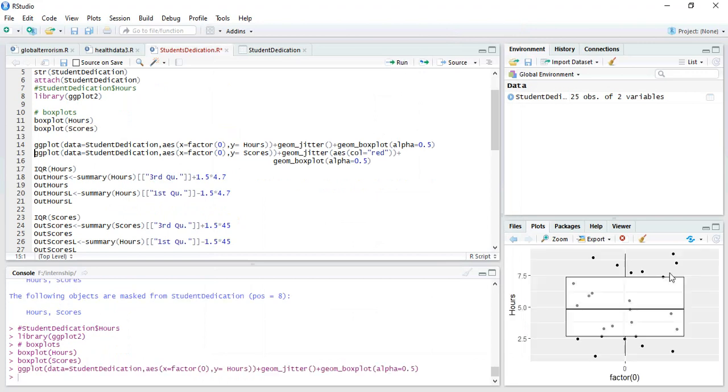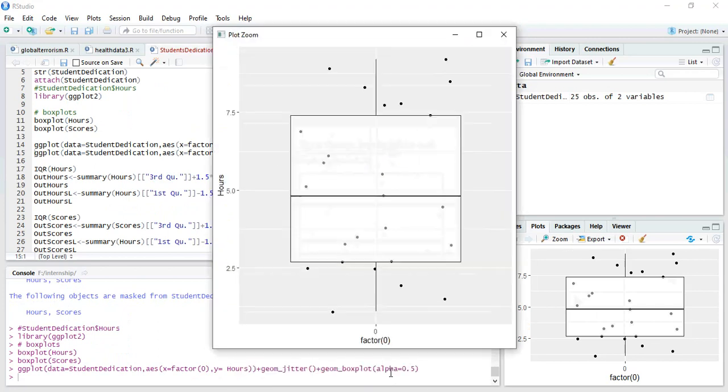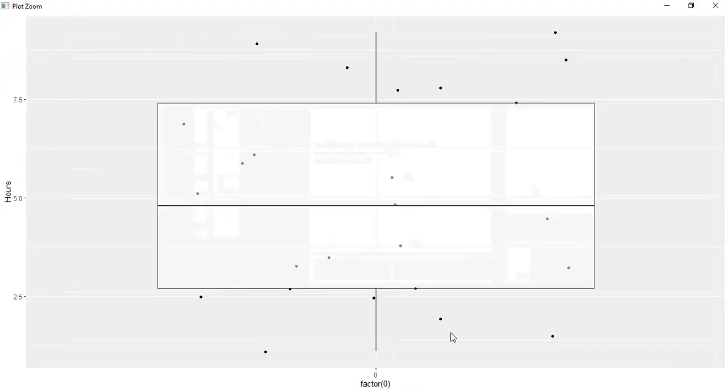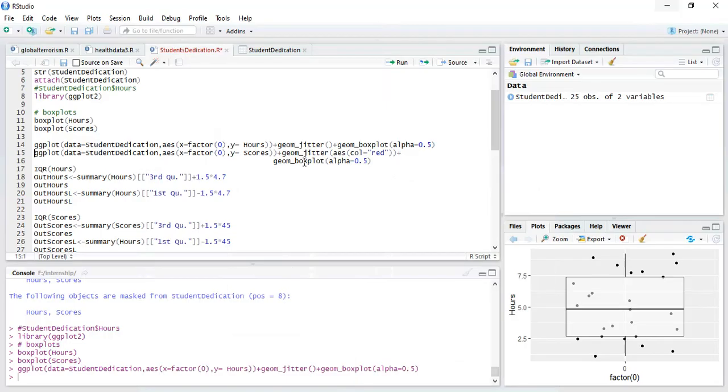So this is how you will see it. This is the graph. Let me first explain this. This is ggplot, and the data is student dedication, the data you have taken. In the aesthetics, X is factor. I have put factor 0, which is nothing here. Y is hours.